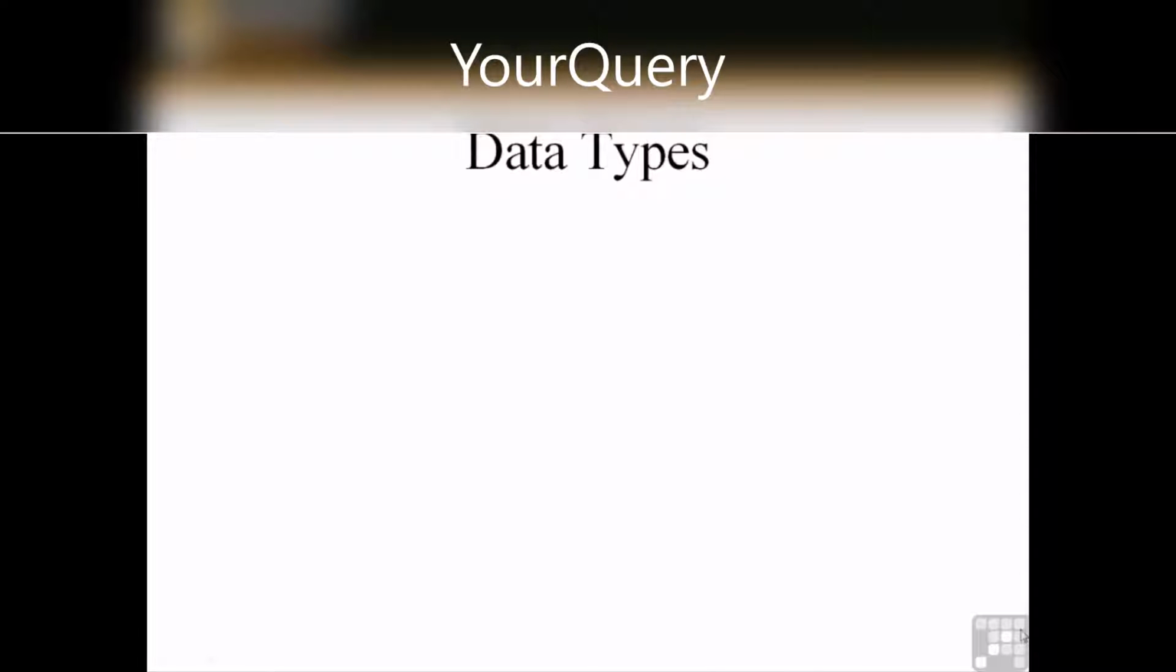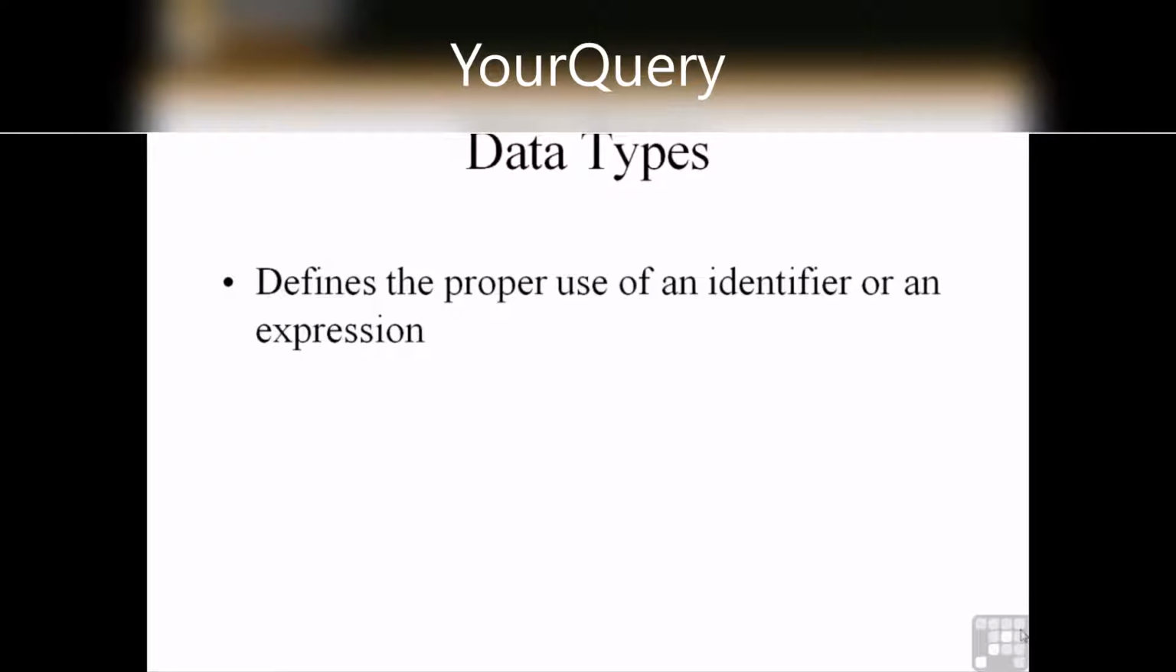In this chapter, we're going to introduce you to the concepts of data types and variables. We're going to start this lesson talking about data types, primarily why we need them, what they do, and what they are. First of all, a data type defines the proper use of an identifier or an expression.